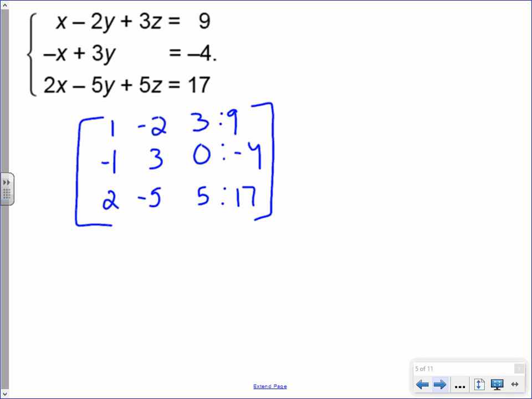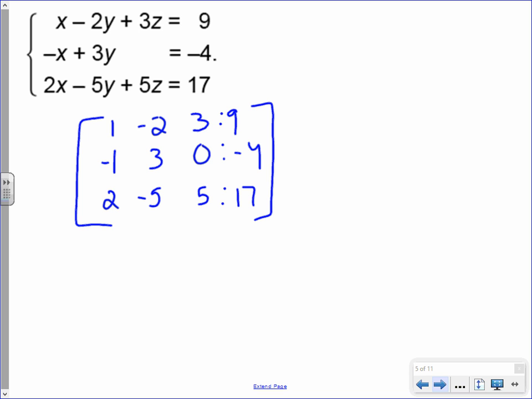Very simple. Do you agree with Ryan's augmented matrix? Yes. Any questions? Okay. If you had two equations with two variables, what would be the order of your augmented matrix? 2 by 3. Okay. In your homework, you're going to be asked to write an augmented matrix for both 2 variable systems and 3 variable systems.